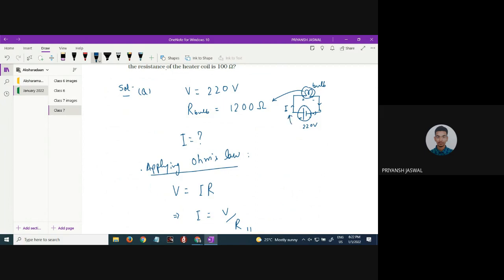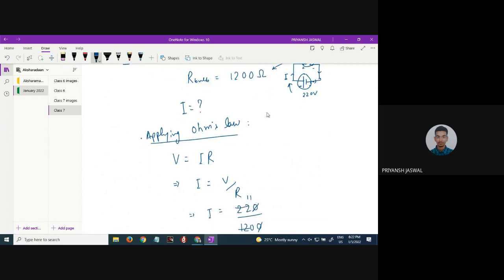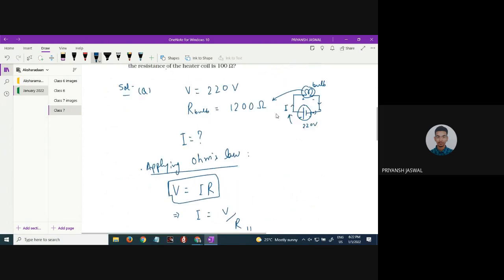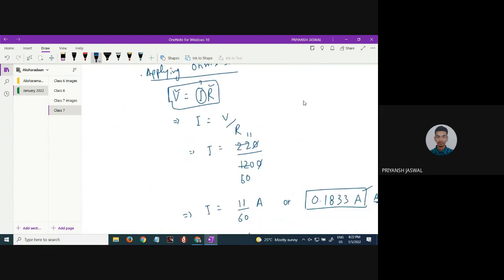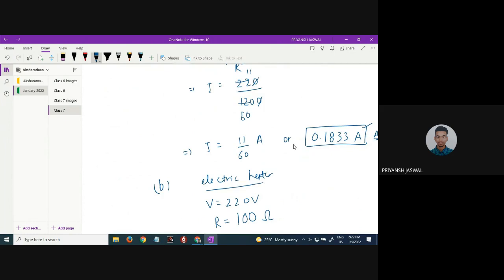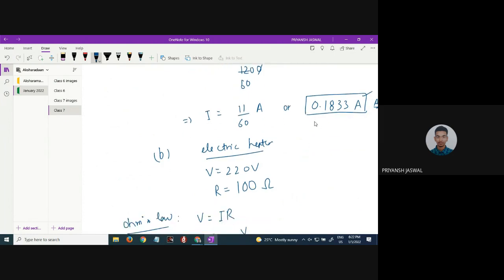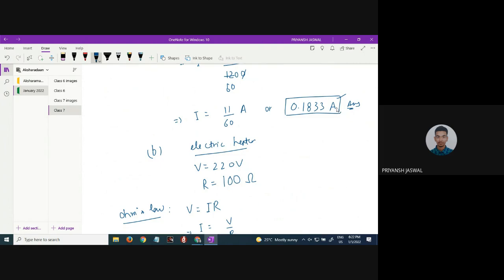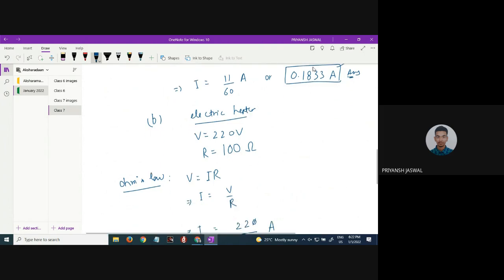So it is easy to do. We can simply apply Ohm's law, that is V equals IR. We are provided with two quantities, that is V and R, and we calculate I. So I can be calculated as follows: I equals V by R, and put the value of V, that is 220 volt, and R, that is 1200 ohm. We get this value 11 by 60 ampere, or you can further solve it to 0.1833 ampere using some calculator or maybe some maths.